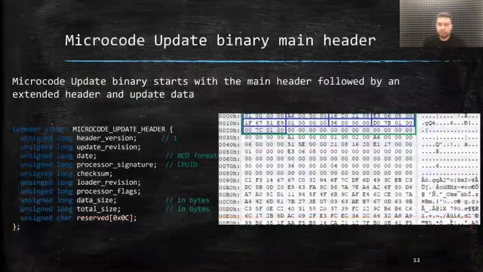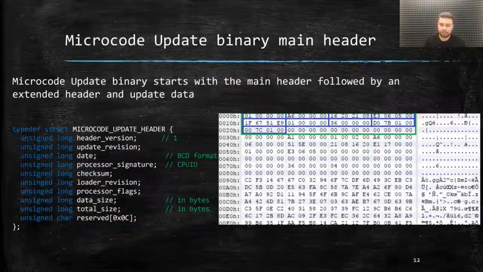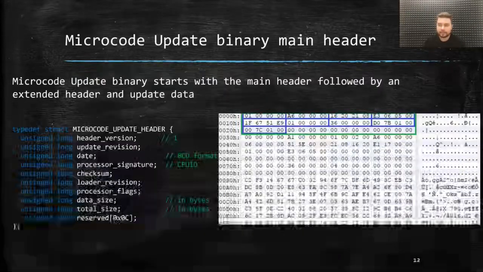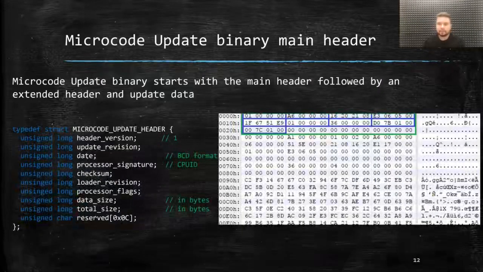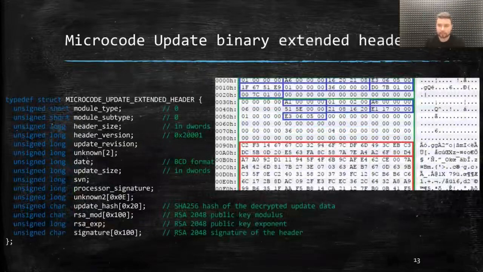Now let's see what a microcode update binary looks like. It starts with the main header containing such fields as version, date, CPU model code, a processor signature, checksum, etc. This header is followed by an extended header. This is the extended header structure. Seems like a common Intel signed binary structure also used in Intel CSME firmware, for example.